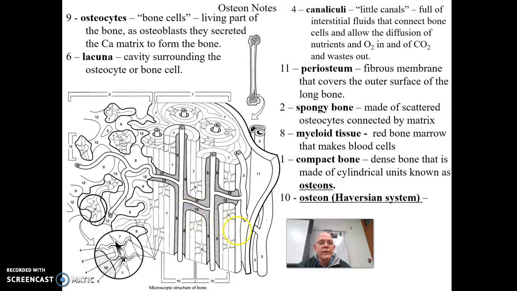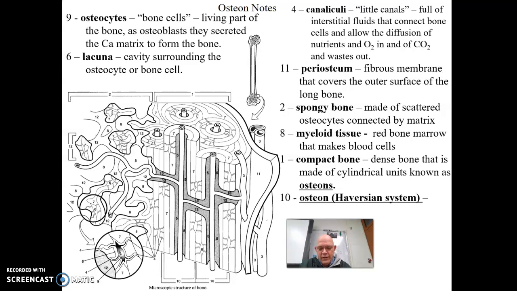Now, an osteon, number 10, down here, would be one of these cylinders. Each one of these cylinders is an osteon. Now, the fancier name used to be Haversian system because a guy named Havers discovered them. And in one of those rare fits of common sense, scientists said, hey, wouldn't it make more sense if we just called them osteons, because that tells what they are, rather than just naming them after some dude who found them.